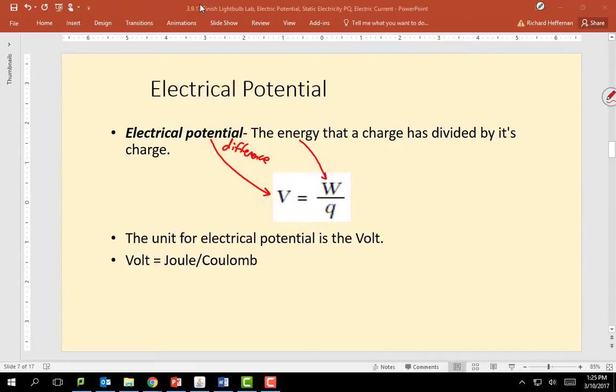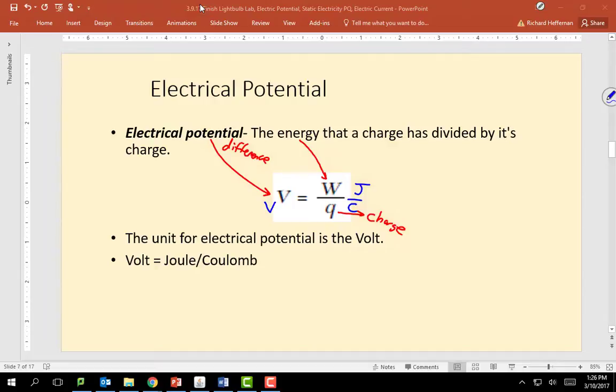First letter in charge is Q. So Q represents the charge. This is the first equation all year where none of the letters have been the first letter in the equation, which is a little bit strange. But in terms of the units, what would the unit of energy be? Joules. What would the unit for charge be? Coulombs. So the unit for V would be joules per coulomb. But we don't feel like saying joules per coulomb over and over again, so we give electric potential the unit of a volt.